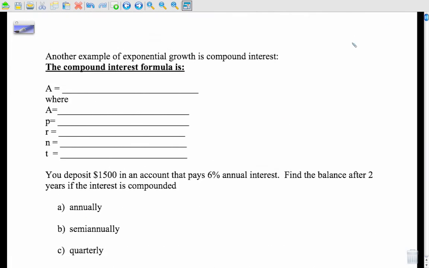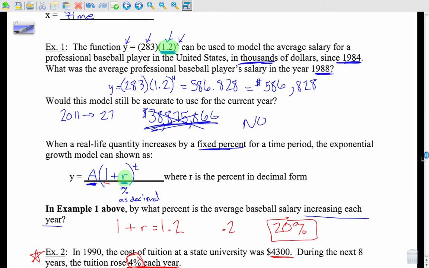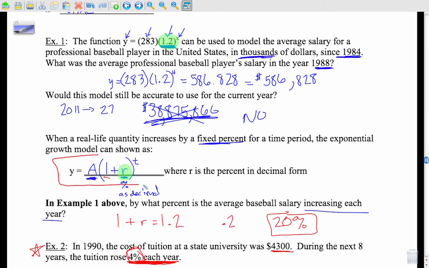There is one other way that we are going to use exponential growth, and if you flip over to page 2 in your notes, it has to do with compound interest. This is actually going to be the exact same formula as it was over here, and I will circle it.